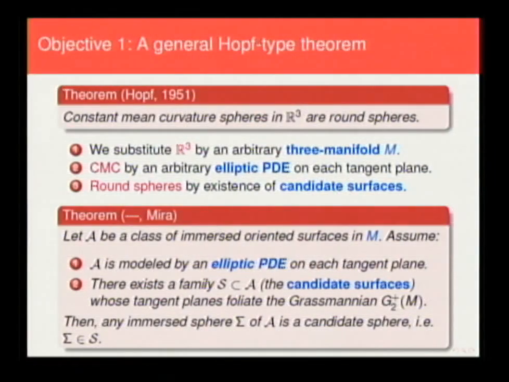But this result is not only for CMC spheres. Observe, for instance, in R3, if we consider, instead of CMC surfaces, constant positive Gaussian curvature, this is an elliptic PDE. As candidate surfaces, round spheres can also be used, and the result says that the only immersed sphere in R3 with constant positive Gaussian curvature must be a round sphere. This is the classical Liebmann result. But this result can be used in a very general way. Observe that the manifold is not R3. It is a general manifold.